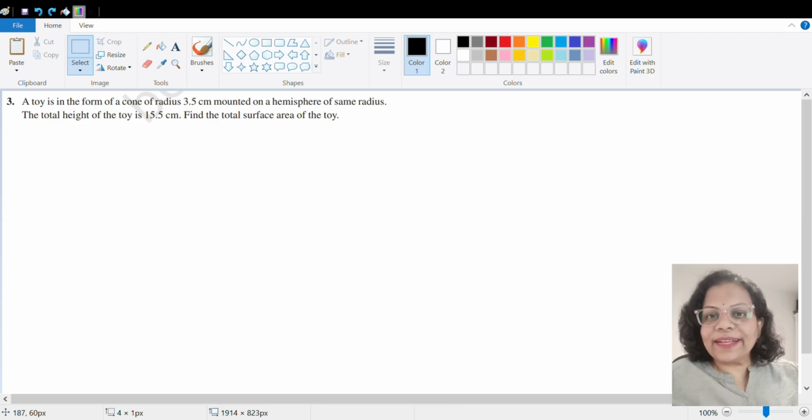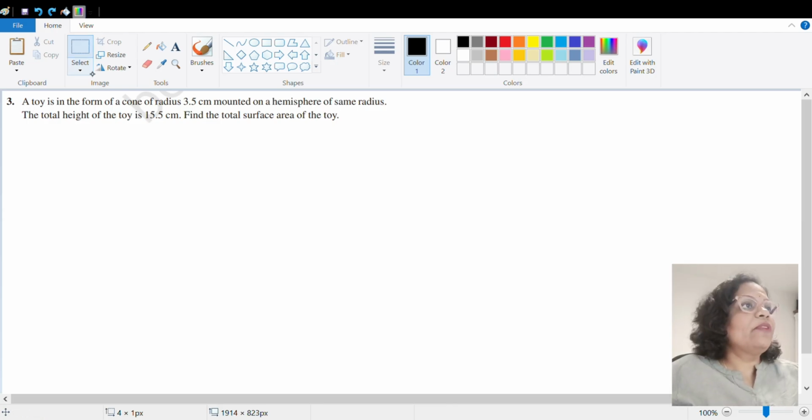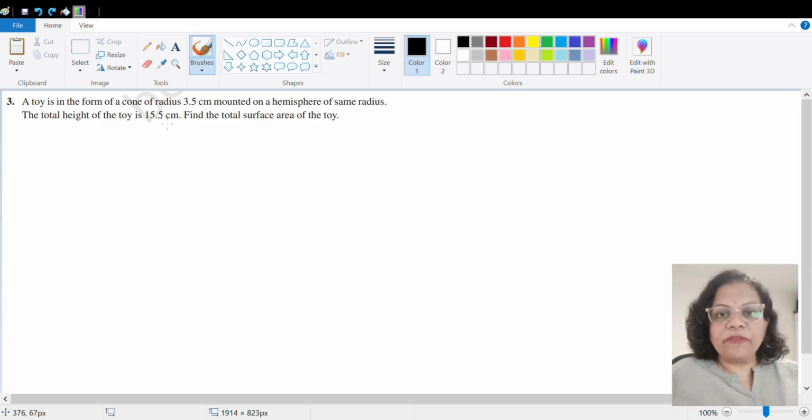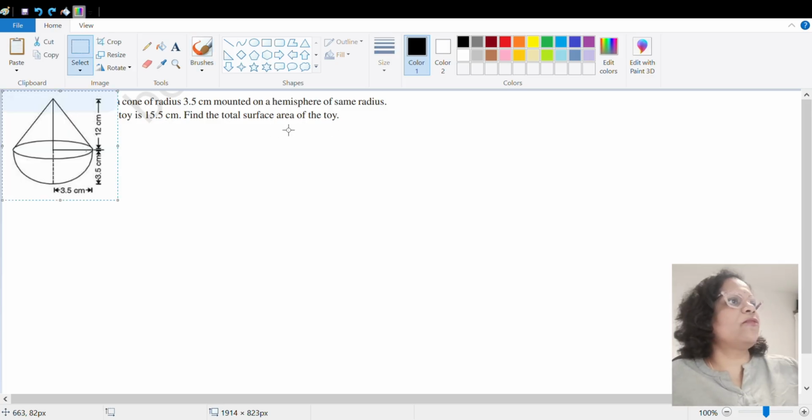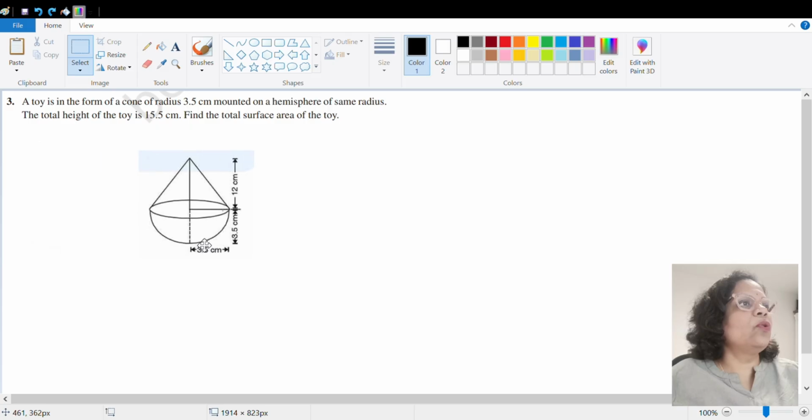Okay, so now our next question is question number 3, which says a toy is in the form of a cone of radius 3.5 centimeter mounted on a hemisphere of the same radius. The total height of the toy is 15.5 centimeter. Find the total surface area of the toy. So first of all, this is how our toy will look.